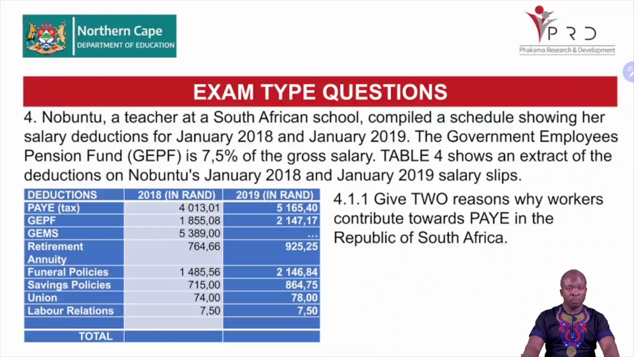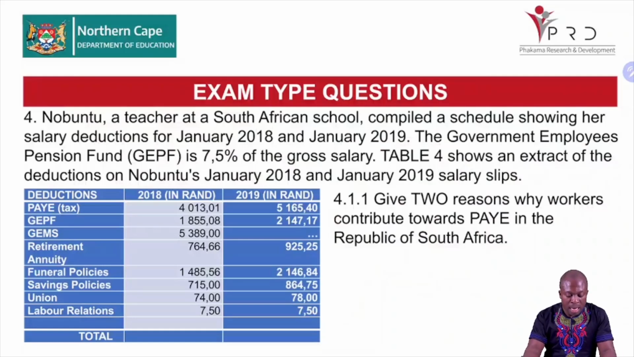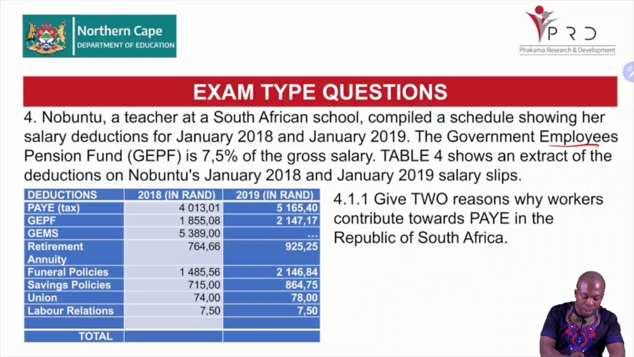All right. Here is our question 4. Nobuntu is a teacher at a South African school, and she compiled a schedule showing how her salary deductions for January 2018 and January 2019 have been. The government employees pension fund, GEPF, is 7.5%.